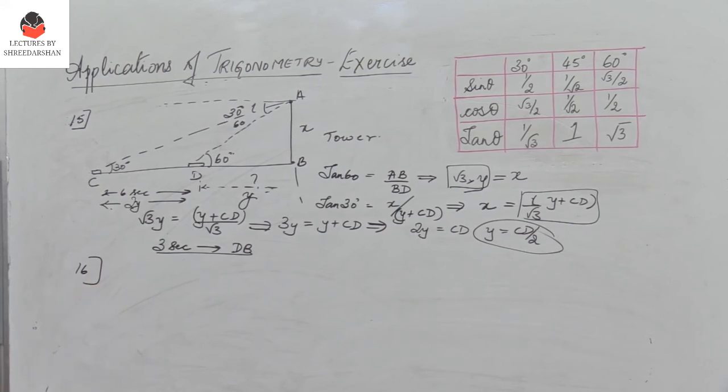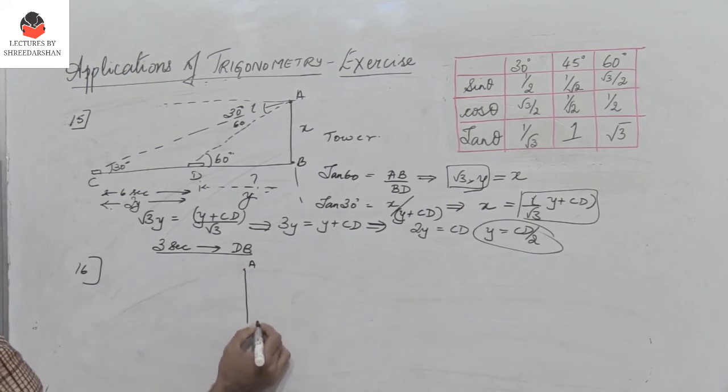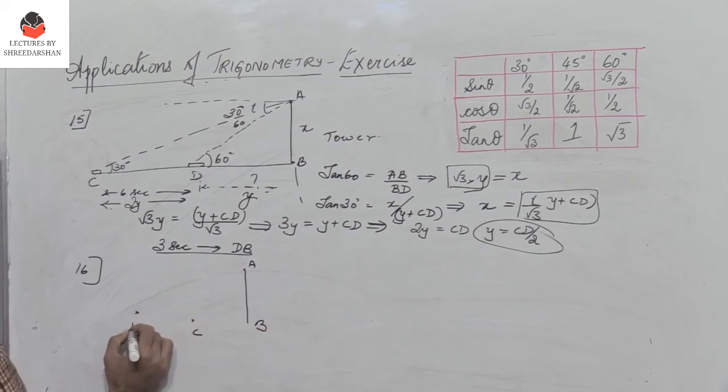The angle of elevation of the top of the tower from 2 points at a distance 4 meters and 9 meters from the base of the tower and in the same straight line with it are complementary. Prove that the height of the tower is 6 meters. So this is the problem here. So we have the tower, which is AB, and there are 2 points, C and D.